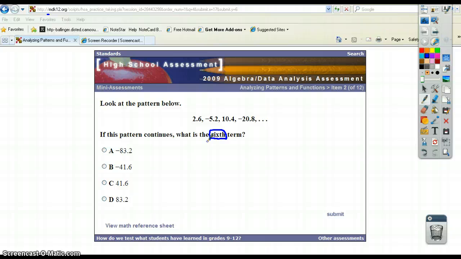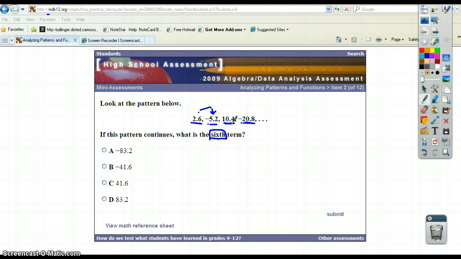So here we go. We're looking at how do we get from 2.6 to negative 5.2. Well, if I decide that this is adding, let's say we're adding 2.6, how do we get the negative sign in there? The only way you can make that number negative is if you multiply it by a negative number, or I guess add or subtract something larger than itself. So if you look at the continuing pattern, 10.4 is double 5.2, 20.8 is double 10.4.